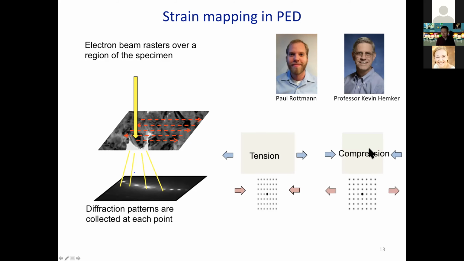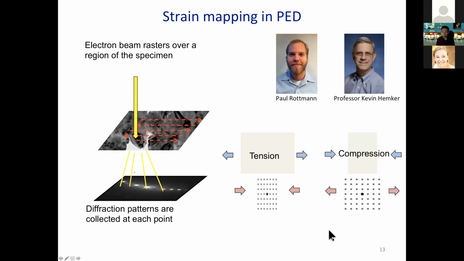And vice versa, if the material is elastically compressed, then the diffraction pattern will be stretched in the reciprocal space. In this case, it tells us a number of pieces of information. First, we have good spatial resolution. We are not limited by the spatial resolution of EBSD. The second is that now we can easily tell the difference between elastic strain and plastic strain.